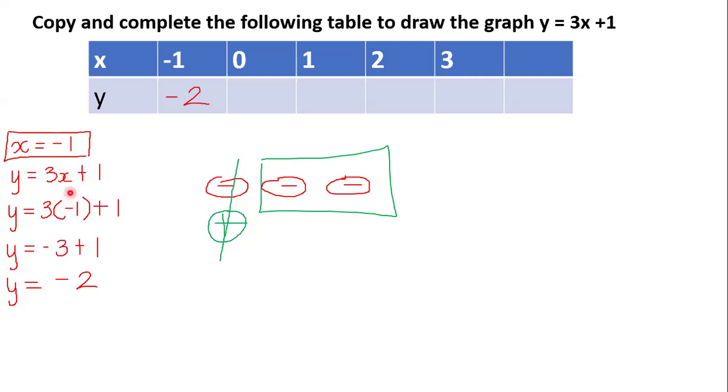Once we replace it, instead of x, we're going to put negative 1. So this is going to be 3 times negative 1. And what is 3 times negative 1? That's negative 3, right? Right, Gmo?